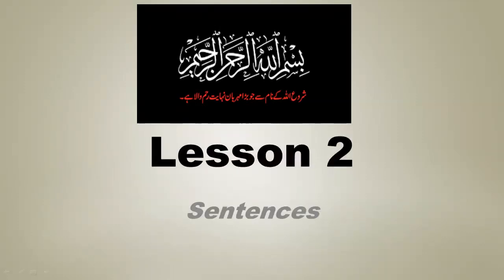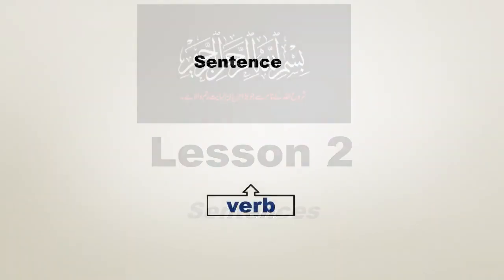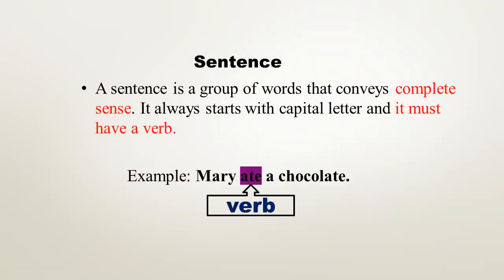First of all, we will discuss what a sentence is. A sentence is a group of words that gives a complete idea, that gives complete meaning. A sentence always starts with a capital letter and it must have a verb. Here are two things to notice about a sentence. First, a sentence must have a verb. A sentence must always have a verb.